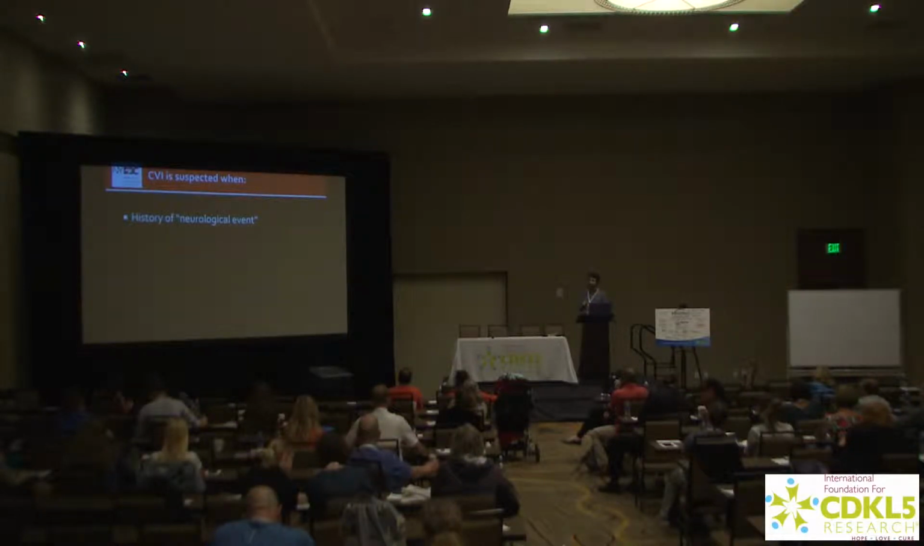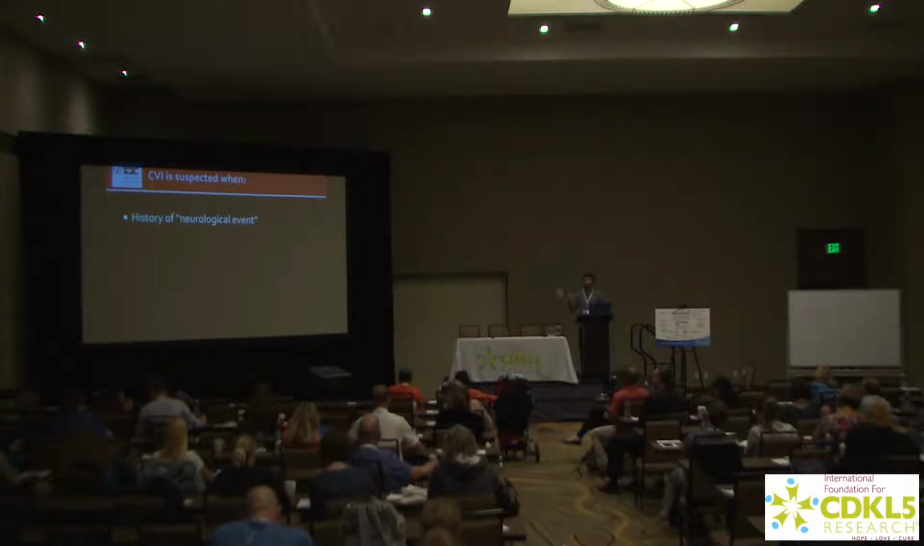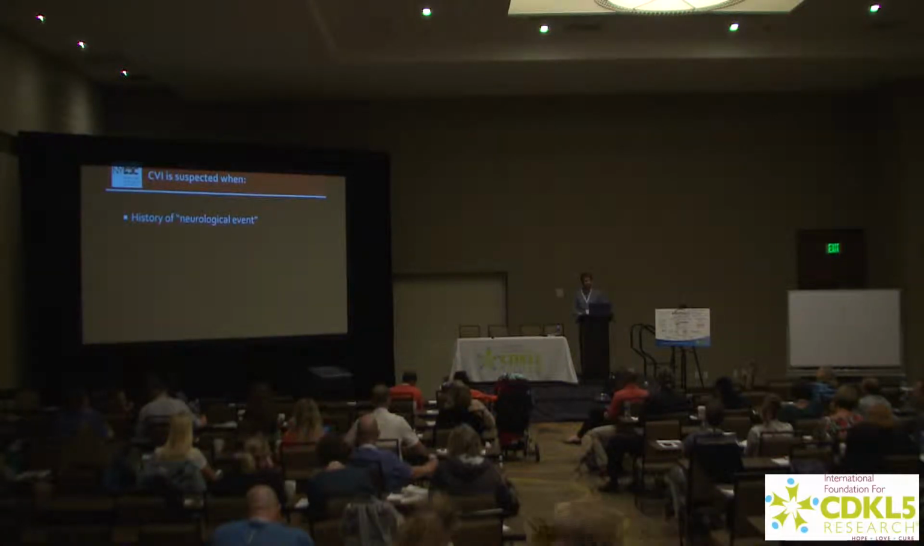Okay, so CVI is suspected. In order to suspect CVI, you need to have three central criteria. There are three main diagnostic criteria. So there has to be some history of what we'll call a neurological event. This can be a wide range of different things. Obviously, for kids with CDKL5 deficiencies and disorders, it's really about the impact of seizures.